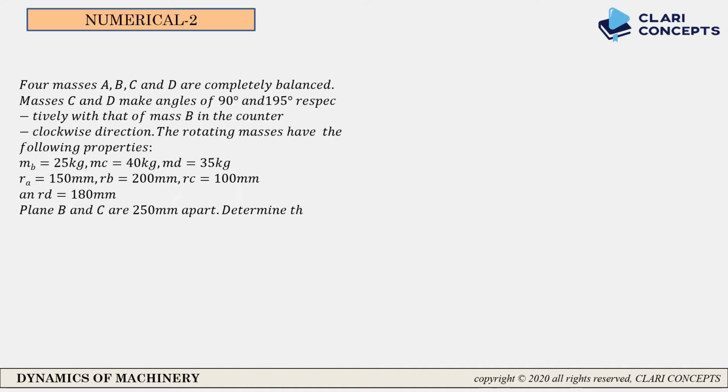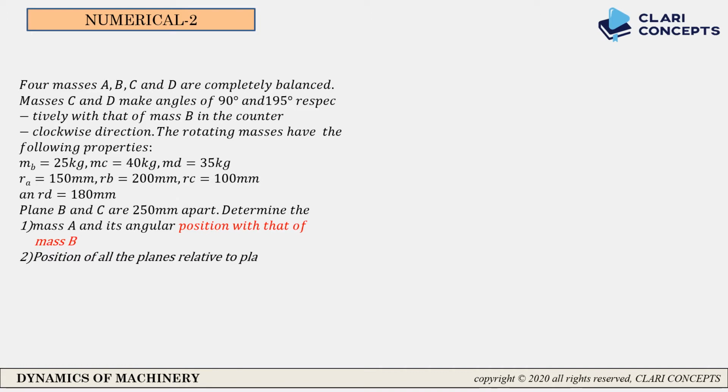where radius RA is equal to 150 mm, RB is equal to 200 mm, RC is equal to 100 mm and RD is equal to 180 mm. Planes B and C are 250 mm apart. Determine the mass A and its angular position with that of mass B. Position of all the planes relative to plane of mass A.